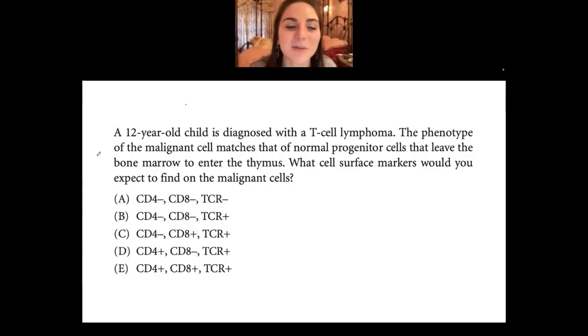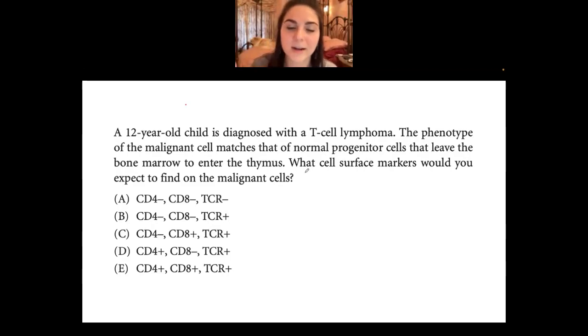Totally fine. So basically what they're asking is when the T cell comes from the bone marrow and it first enters the thymus, remember, it's going to be double negative. So it's not going to have CD4 or CD8 on its surface. As soon as it enters, it's double negative. It doesn't even have CD3 on its surface. It has nothing on its surface when it enters.